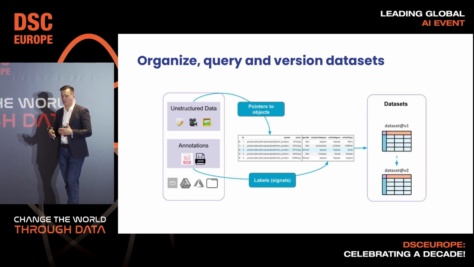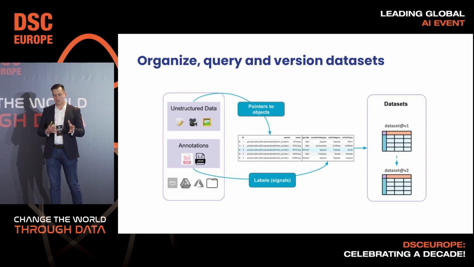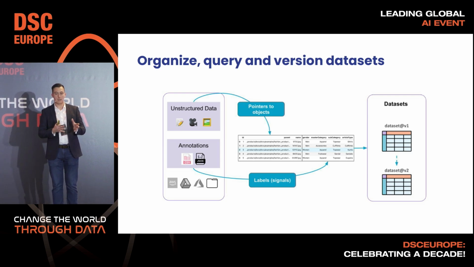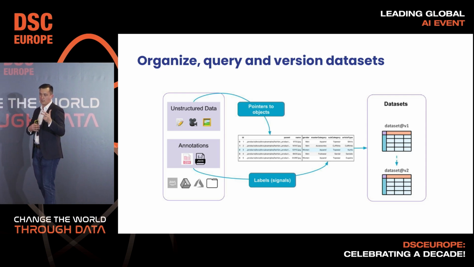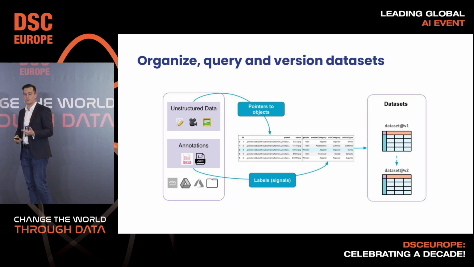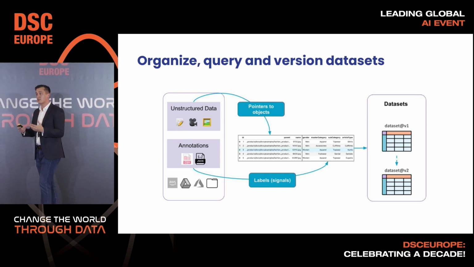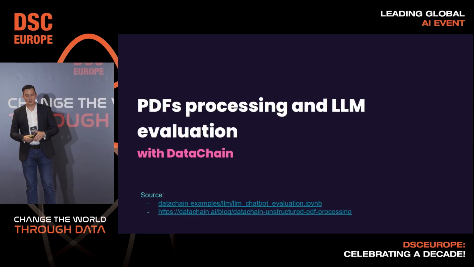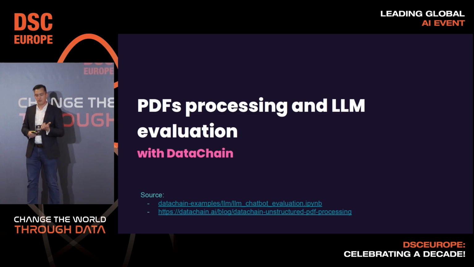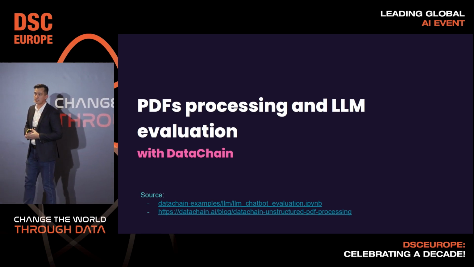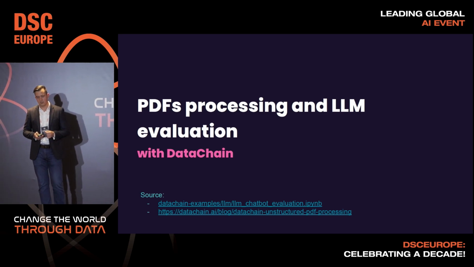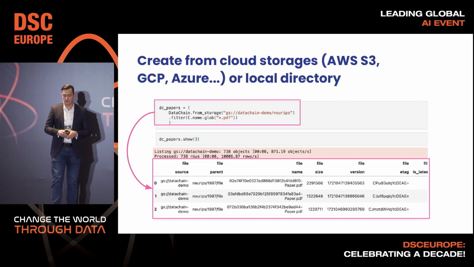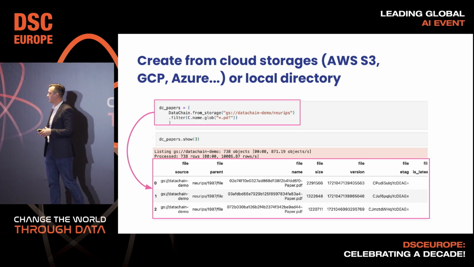And the third step is that we can now version all these tables in DataChain, we can run different operations on them, and that's how it works. So let's jump into use cases. The first use case is PDF processing and LLM evaluations. Just a few examples of code and the results.